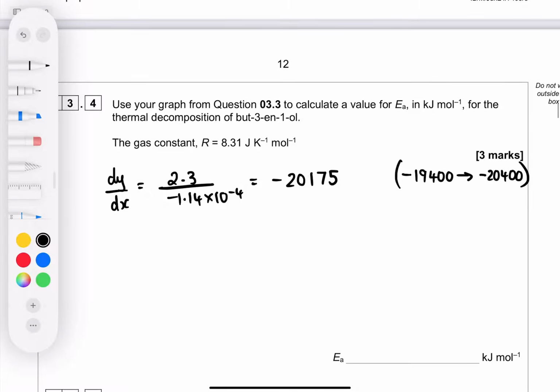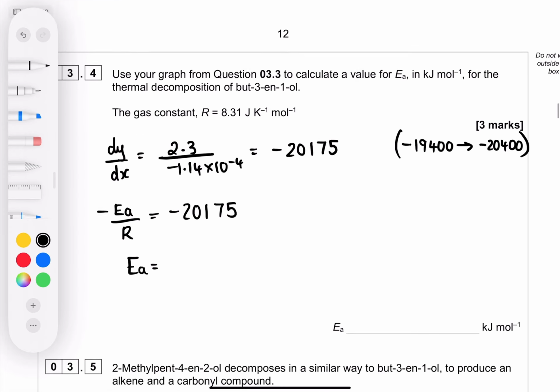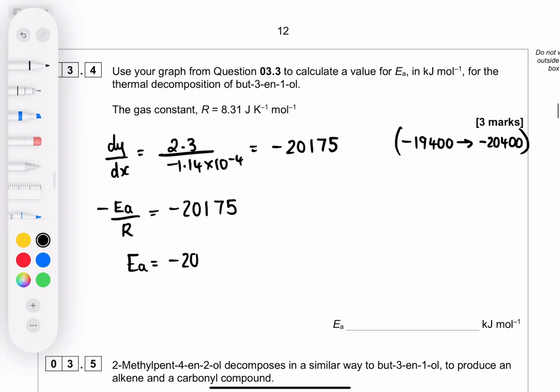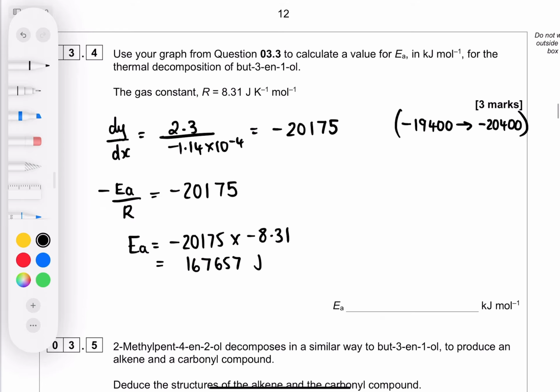Now that is equal to minus EA over R. So my activation energy is, I'm going to take my answer and times it by minus R to get rid of the minus signs on each side. So times by 8.31, 167,657. But this would be in joules.